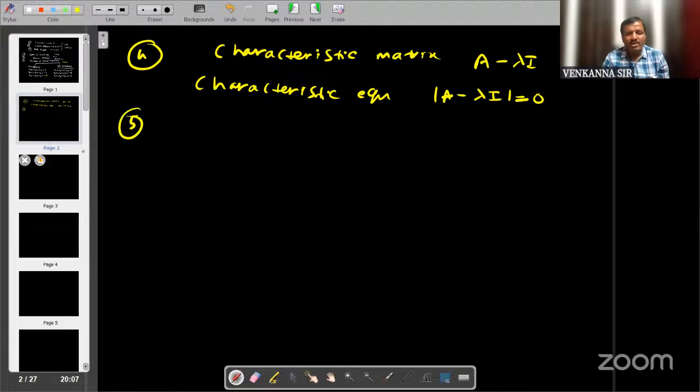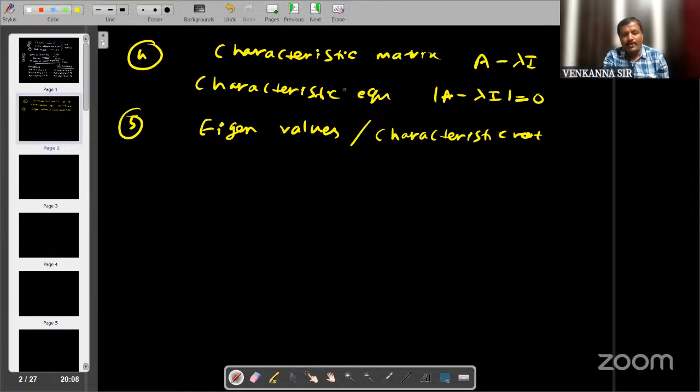Next, and coming to fifth topic, eigenvalues and eigenvectors. Very important. Eigenvalues. What is another name of eigenvalue? It is also called characteristic root, latent root. Eigenvalues and eigenvectors. What are the eigenvectors also we'll study. Eigenvalues, eigenvectors is very important.